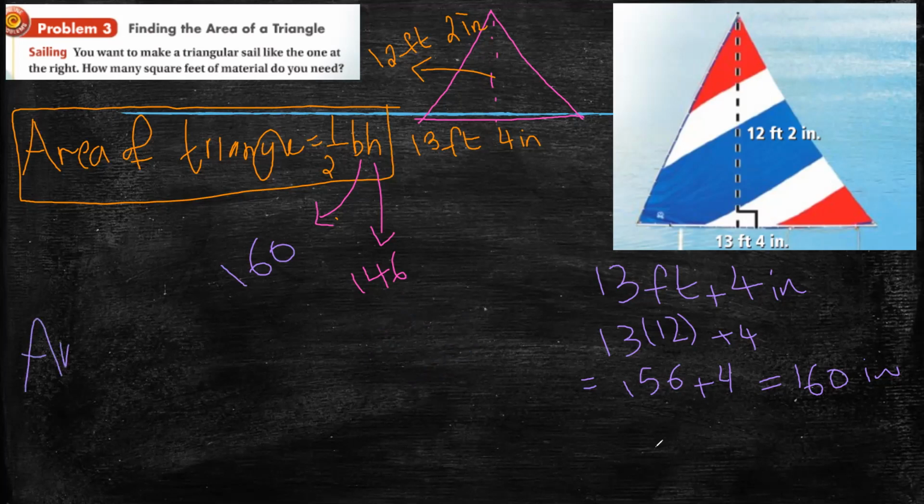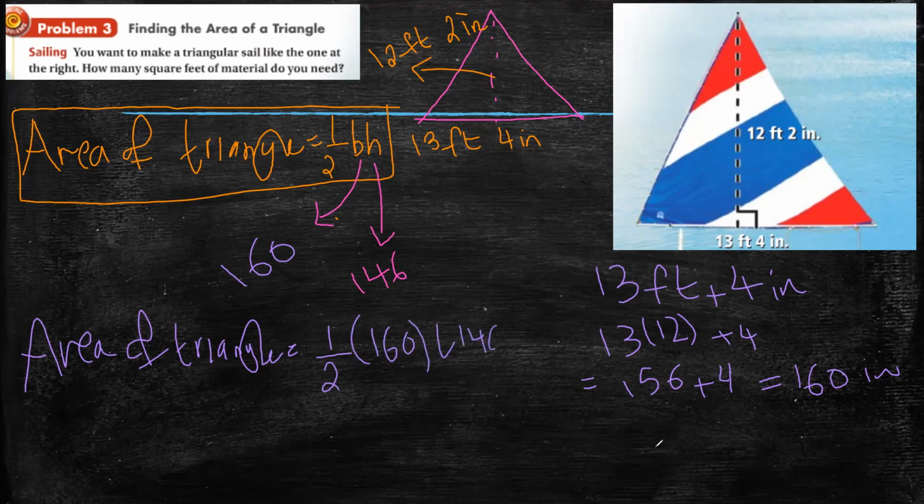So the area now of the triangle is half times 160 times 146. Let's multiply. Oh, first, let's simplify it by 80. So 80 times 146. Let's do it by calculator now. The answer is 11,680 inches squared.